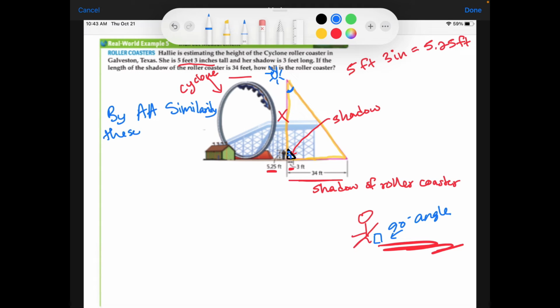I'm going to write that here. So once again, by angle similarity, these two triangles are similar. This is the symbol for triangles. So because they're similar, we can write a proportion to find that missing side length. Let's write a proportion with the corresponding parts.